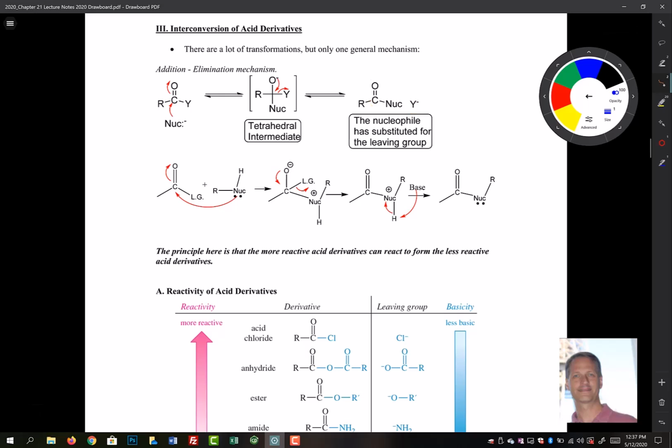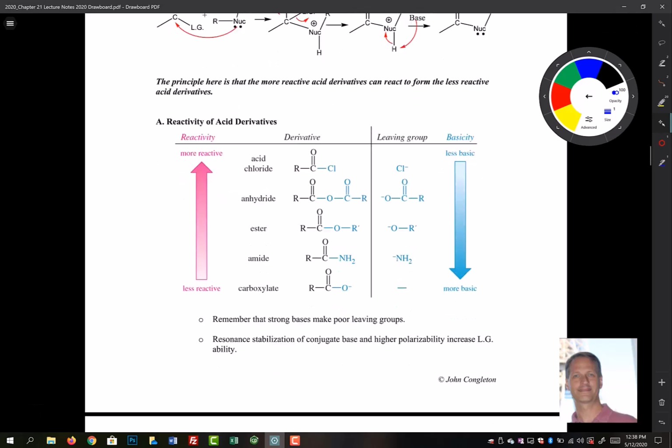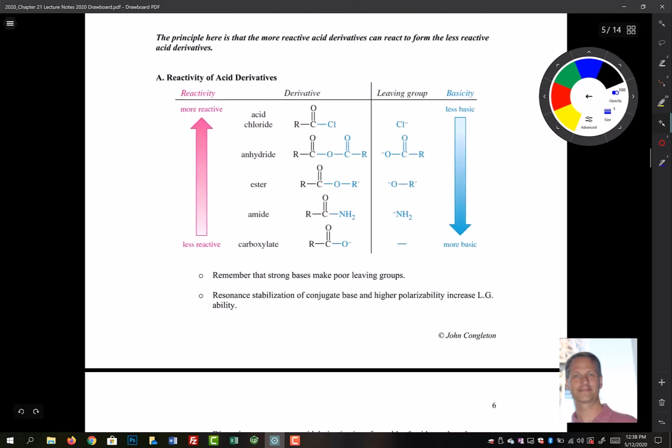group Y. The other flavor of this reaction takes a nucleophile that has a neutral charge, no charge to it. It takes a lone pair, grabs that carbon, the leaving group is displaced, and then our nucleophile that has a positive charge is deprotonated to form this neutral final product. Now again, the principle that we're going to see down below here is that the more reactive acid derivatives can react to form the less reactive derivatives.